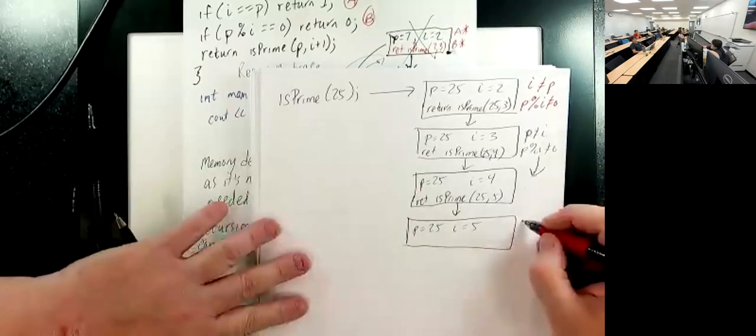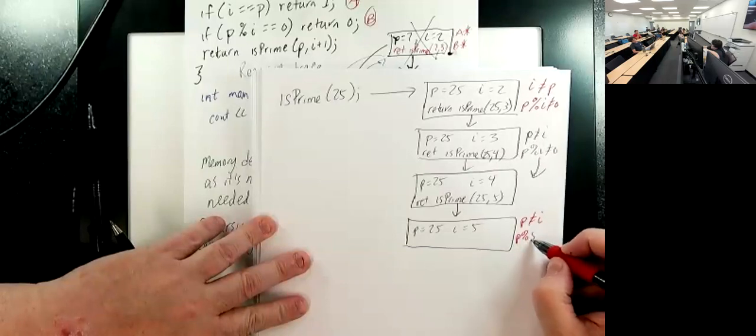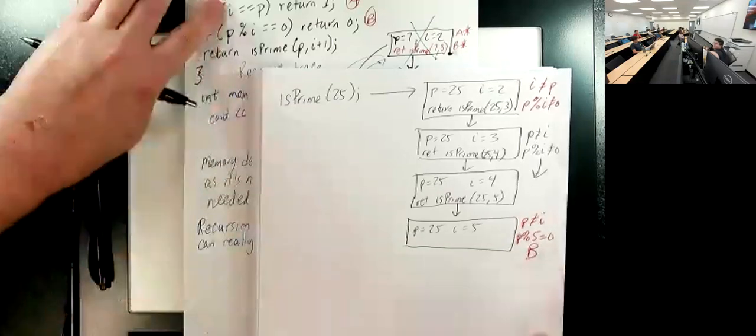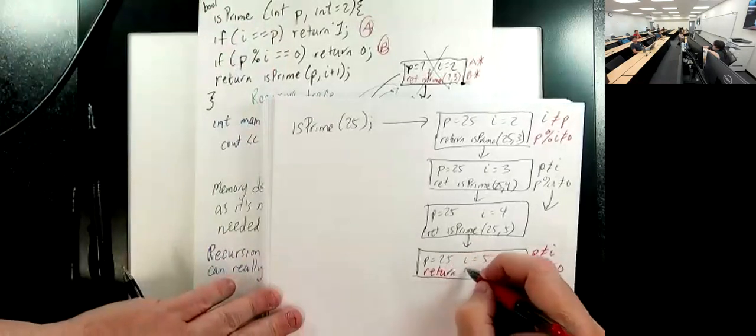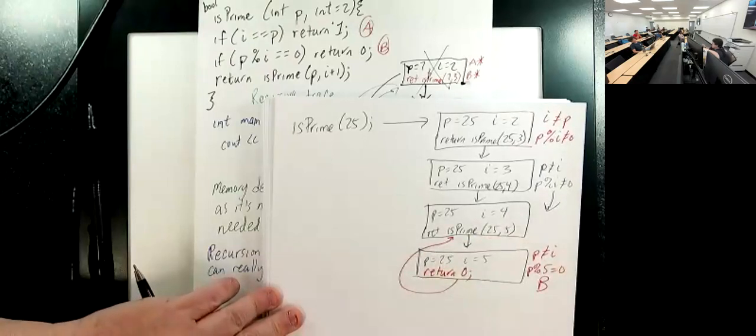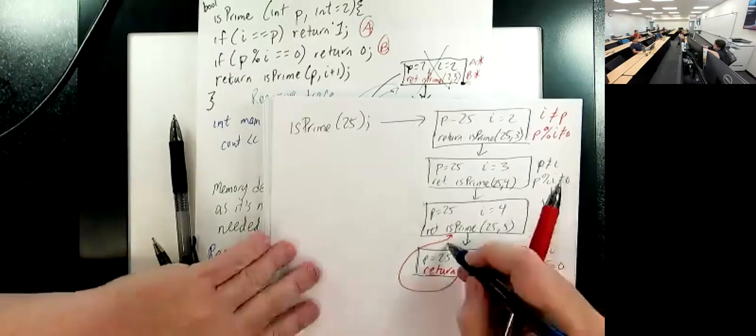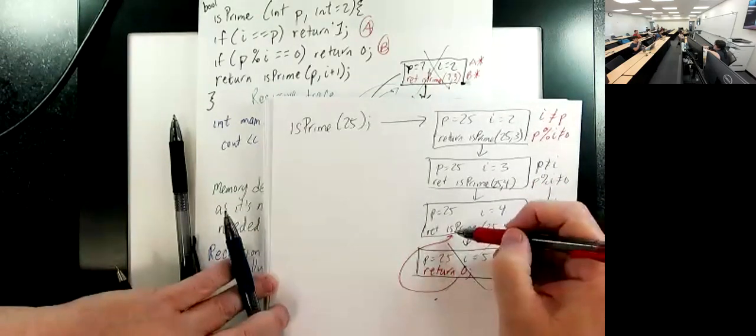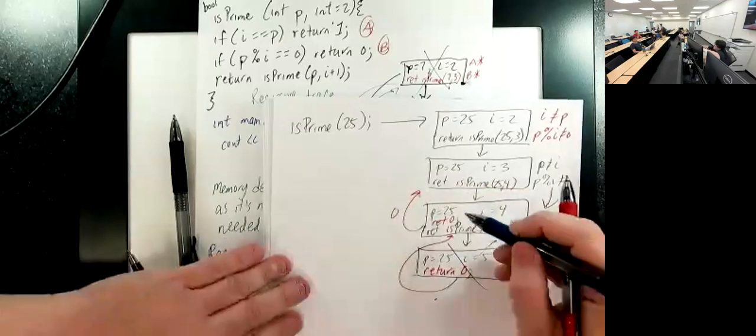Now, p does not equal i, but p mod 5 does equal 0. So this is option B, and option B was return 0. So this is going to return 0. And 0 comes up here, dropped in there. The memory gets deallocated. Pop. This says return 0 now. So it brings a 0 up and it pops off the stack.